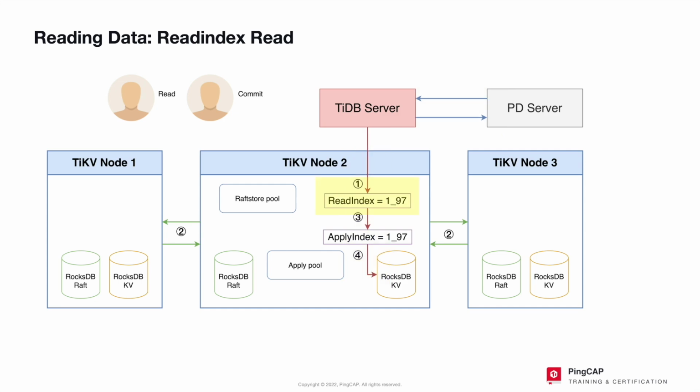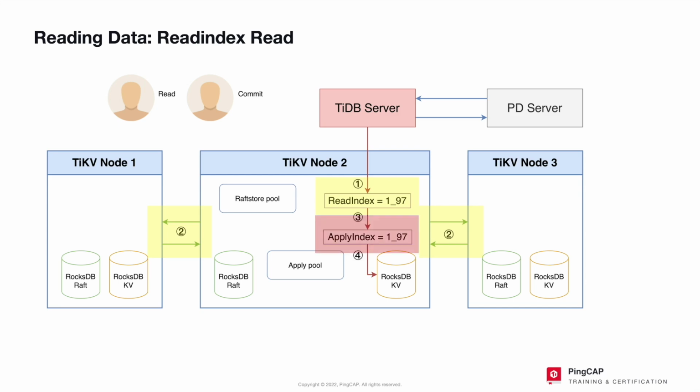1. When TiKV receives a read request, it records the current Raft log sequence number, also called commit index, into a variable called read index. 2. After that, this node initiates a heartbeat to the other nodes. If most nodes return the corresponding heartbeat response, then the reader can be sure that it is still the leader. Otherwise, we believe that the node is no longer the leader and needs to be reread by the TiDB server.